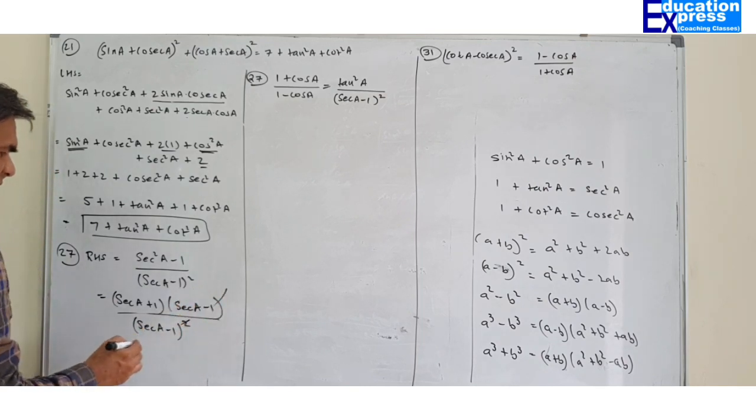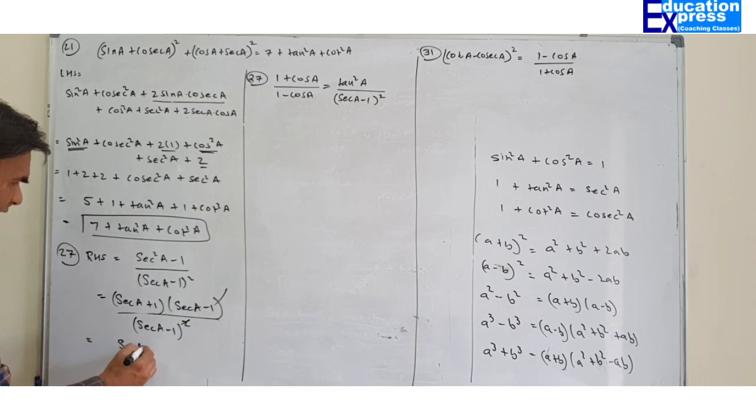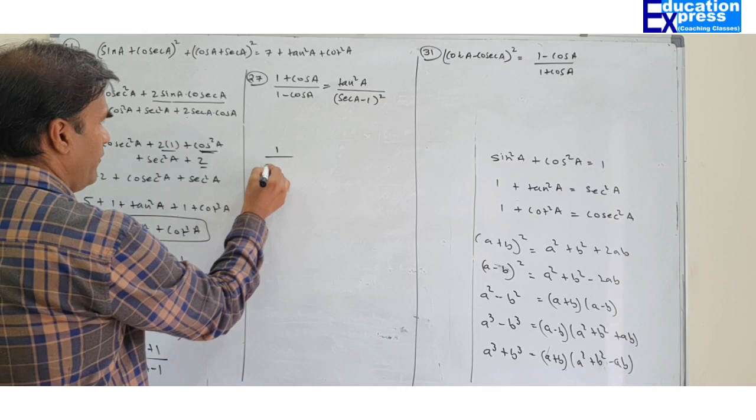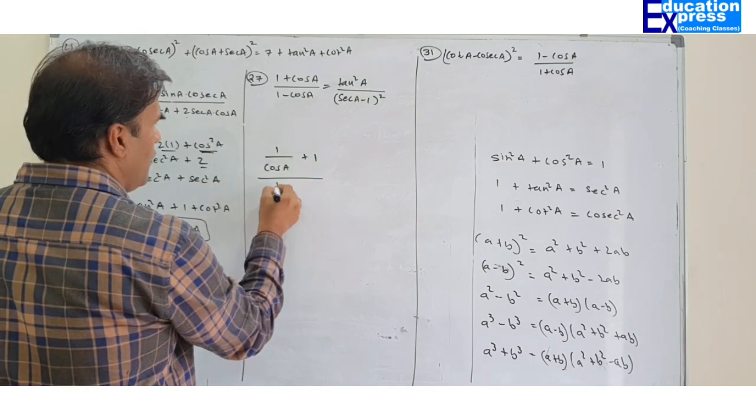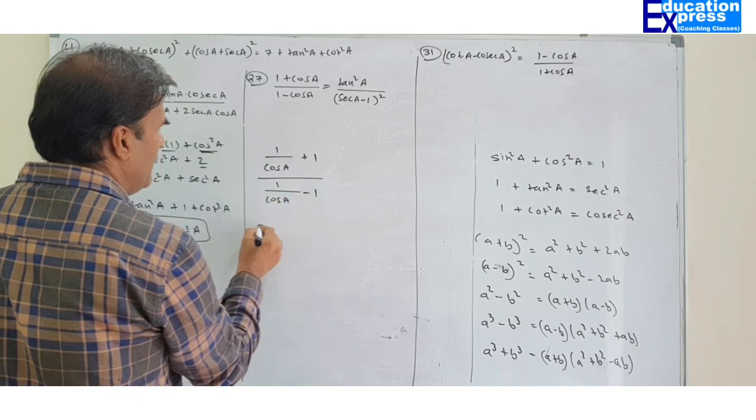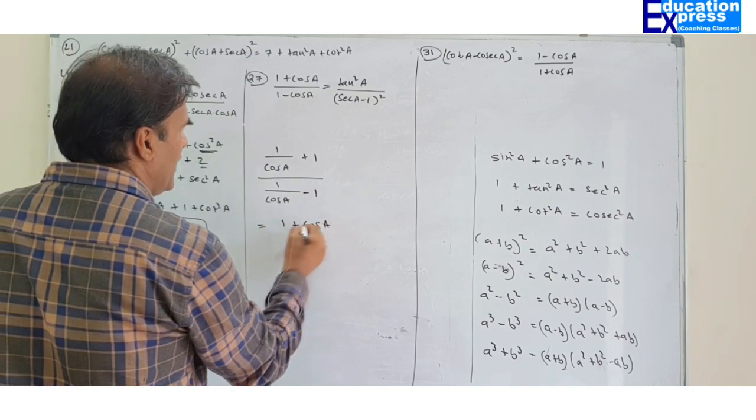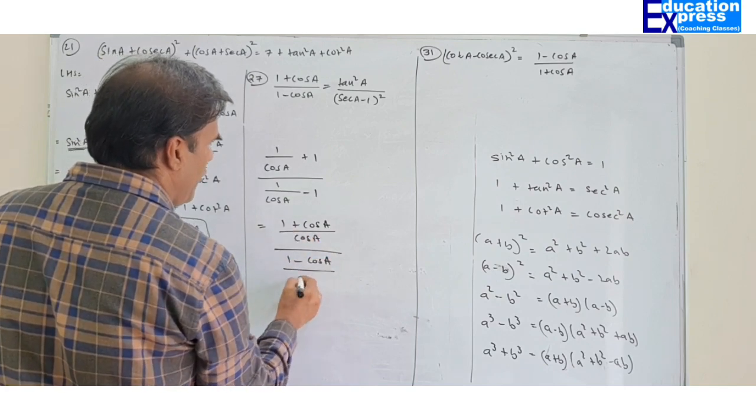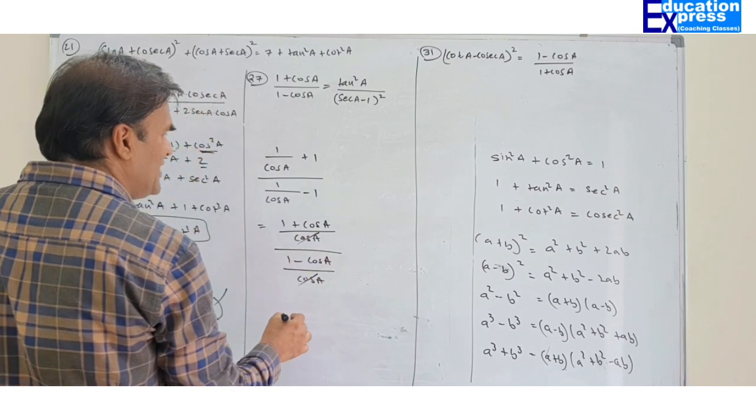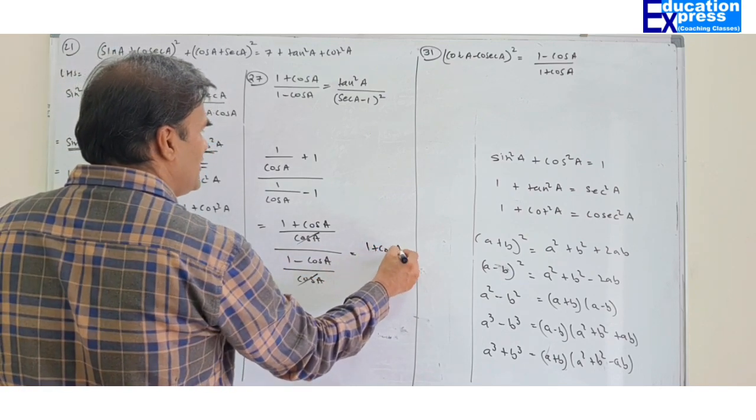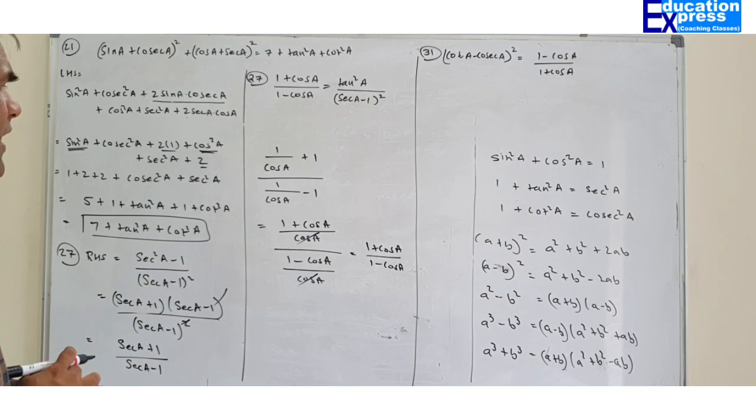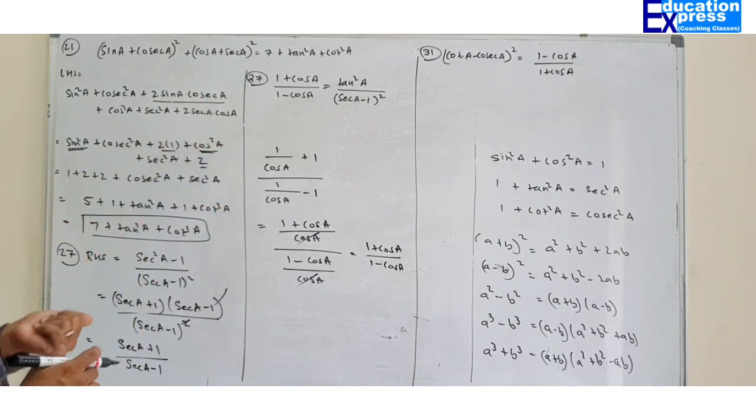Now if you notice, this will get cancelled. What remains is sec A plus 1 upon sec A minus 1. My dear friends, this sec A can be written as 1 upon cos A. So it will be 1 upon cos A plus 1, 1 upon cos A minus 1. That would be 1 plus cos A upon cos A, and over here 1 minus cos A upon cos A. Cos A gets cancelled and we get 1 plus cos A upon 1 minus cos A. So structurally, my dear friend, this question seems to be very simple.